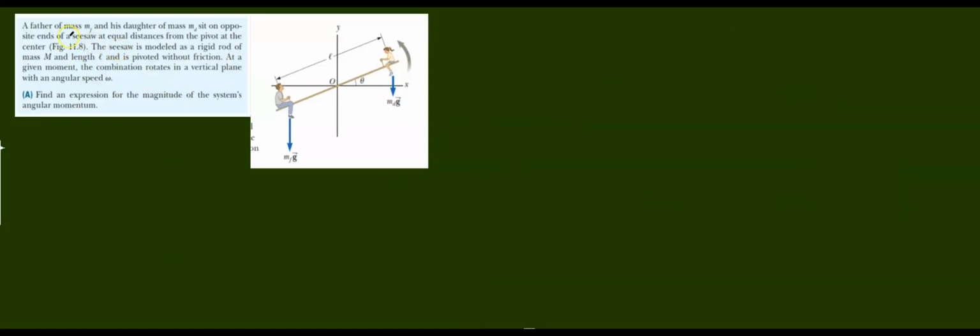So let's talk about this example. A father and a daughter, m_F and m_D, sit on opposite ends of a seesaw, at equal distance from the pivot. We are going to model the seesaw as a rigid rod of mass capital M and length L, with no friction. The combination rotates in a vertical plane, in this plane, at angular speed omega. Find the angular momentum.